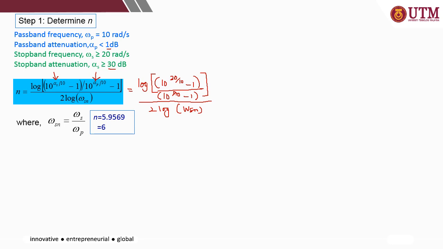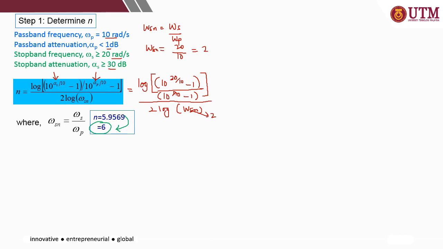So omega Sn for low pass filter: omega S in this case is 20 divided by omega P, which is 10. So omega Sn equal to 2, right? After the calculation, you will get n equal to 5.9569, which you need to round up to the next higher whole number. So basically n is equal to 6.